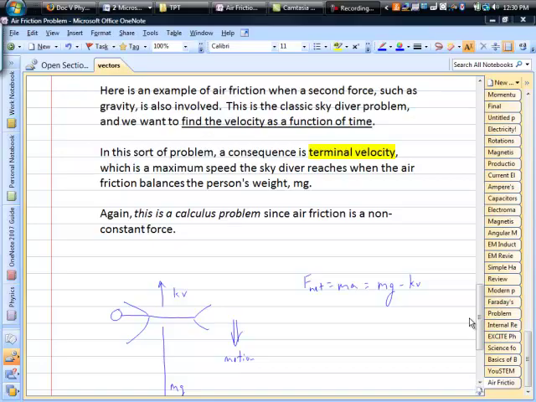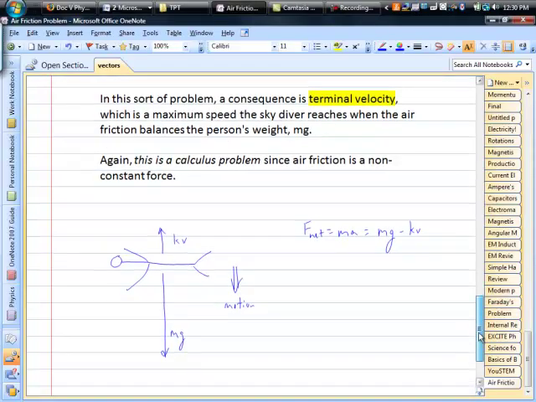It's still a calculus problem. It's another reason air friction is complicated, and a lot of students tend to cringe when they see air friction actually in a problem, simply because it's a velocity-dependent force.